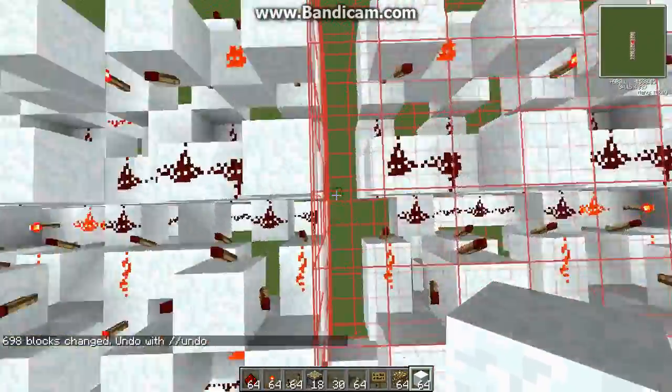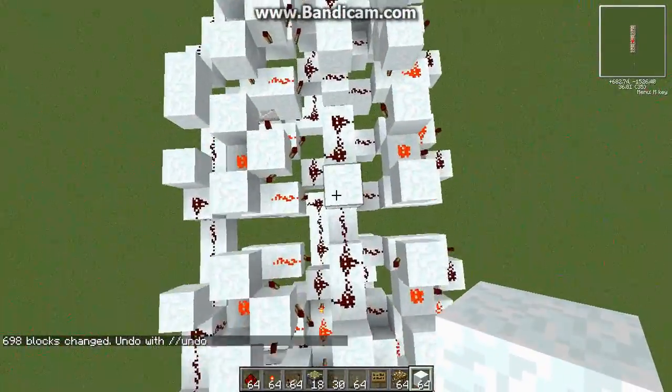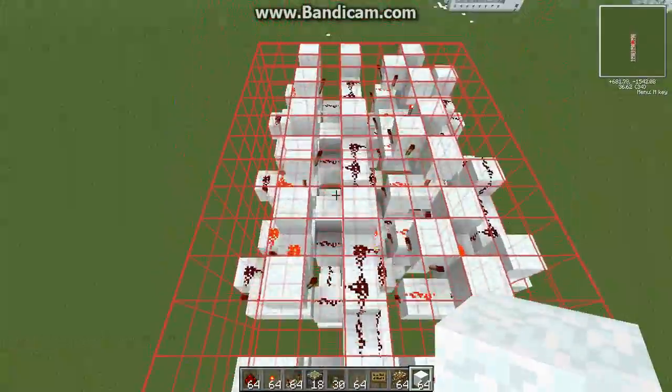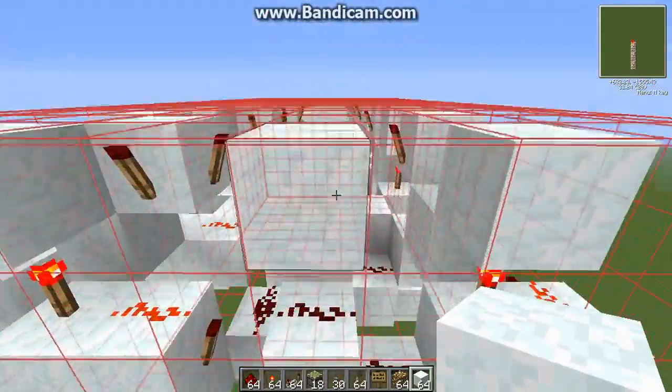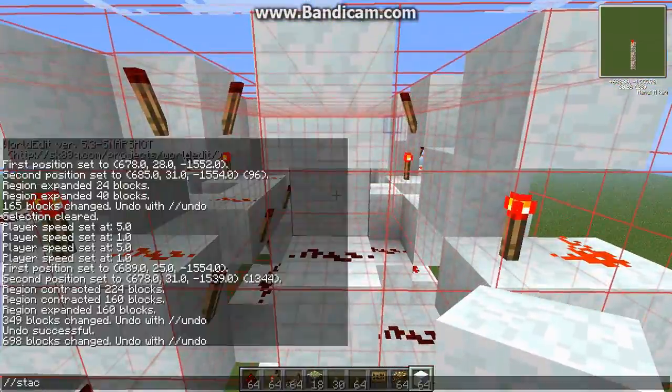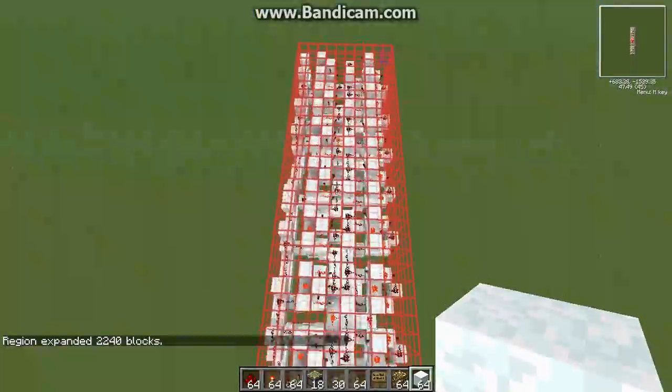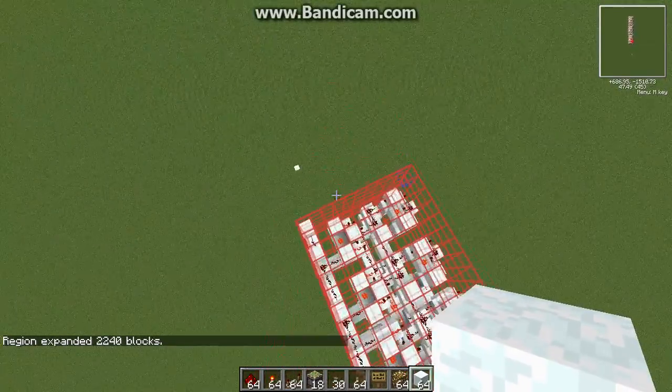And notice the carryouts between the 4-bit segments aren't connecting. That's good, we want that. Now I believe if I expand this by 32, it will encapsulate everything. So expand 32, and that looks like it captured everything. Okay.